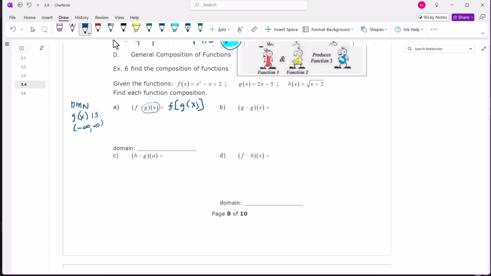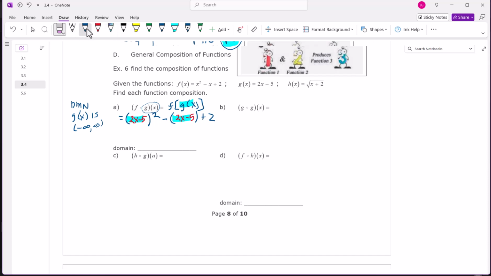The way I recommend you do this is write down the first function f. But instead of putting x, you want to have a set of parentheses. And then we're going to plug in what g of x is. So g of x goes in here. So we get 2x minus 5 squared minus 2x minus 5. So we're going to go ahead and work that out.